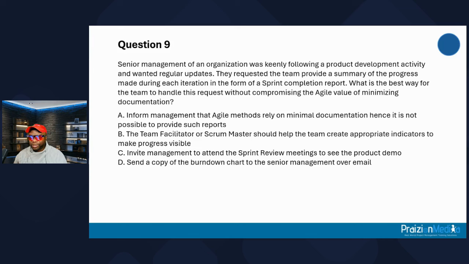reports. B. The team facilitator or scrum master should help the team create appropriate indicators to make progress visible. C. Invite management to attend the sprint review meetings to see the product demo. D. Send a copy of the burn down chart to the senior management over email.